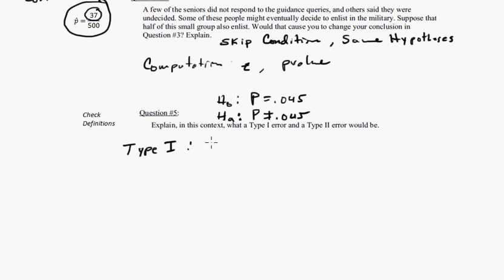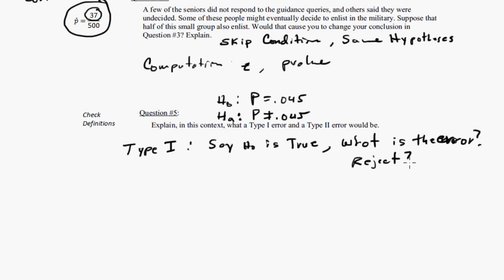So I always say that for type 1, assume, say, H0 is true. So now, what kind of error? What is the error? Well, if H0 is true, the error would be we reject. So what does that mean in this context? Okay, if we reject H0, what does that mean?